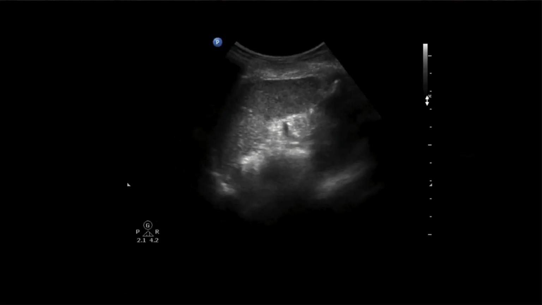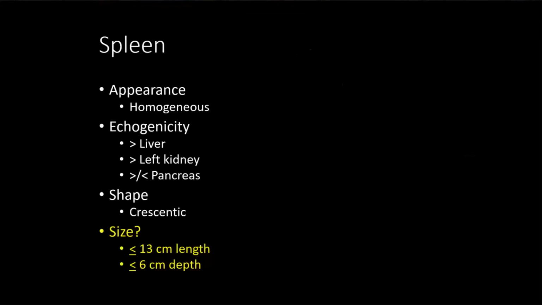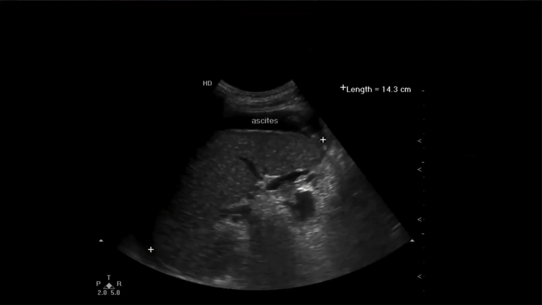So the way they say you measure the spleen is you find it in the longest place, so the length of the spleen, and you measure it from tip to tip. And then you can actually measure it right at the hilum. So you measure it tip to tip, and then you measure it at the hilum, basically from the edge to the hilum. And so there you have a nice normal spleen. Normal is going to be less than 13 centimeters in length and less than 6 centimeters in depth.